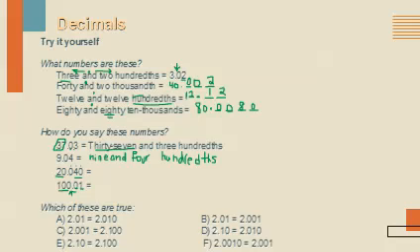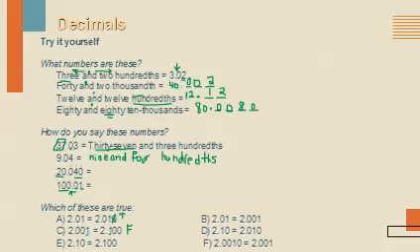Let us look at this exercise. Which of these are true? Let us check if these are true or not. Is 2.01 the same as 2.010? Of course, because this 0 is useless. All the zeros to the right are useless, so this is true. Is 2.001 the same as 2.100? Of course not, because the 1 here is in the thousandths, while the 1 here is in the tenths. So this is not true.